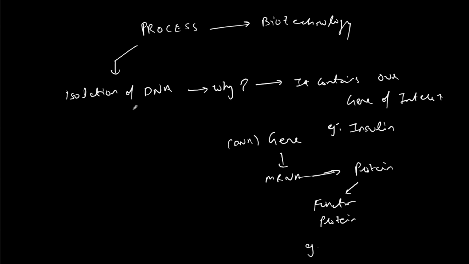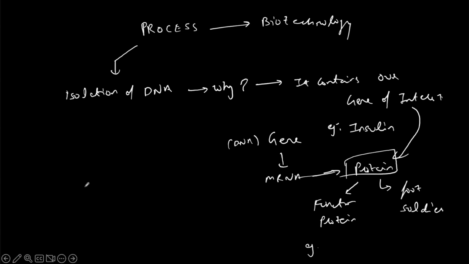So we understand why we need to isolate the DNA. It contains a gene of interest, and this gene of interest will give rise to the protein, the foot soldiers, which will take up whatever we want. Now, this gene of interest can be present in bacteria, for example, all the restriction enzymes are isolated from bacteria. Then it can be from animal cells or from plants.